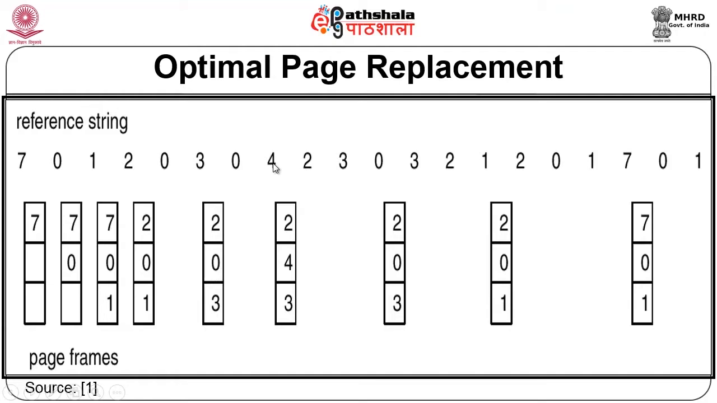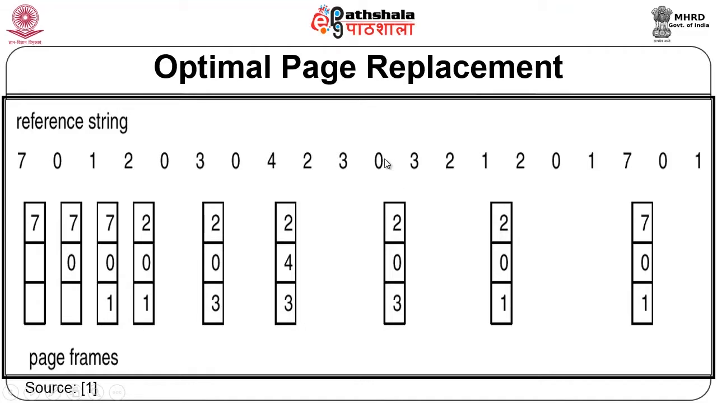And the next is for page number 4. Of 2, 0 and 3, 2 will be used, 3 will be used and only then 0 will be used, and hence you can remove 0 and bring in this 4 into the main memory. And the next reference is to page 2, it is already present in main memory. To page 3 next, page 3 is also already present.